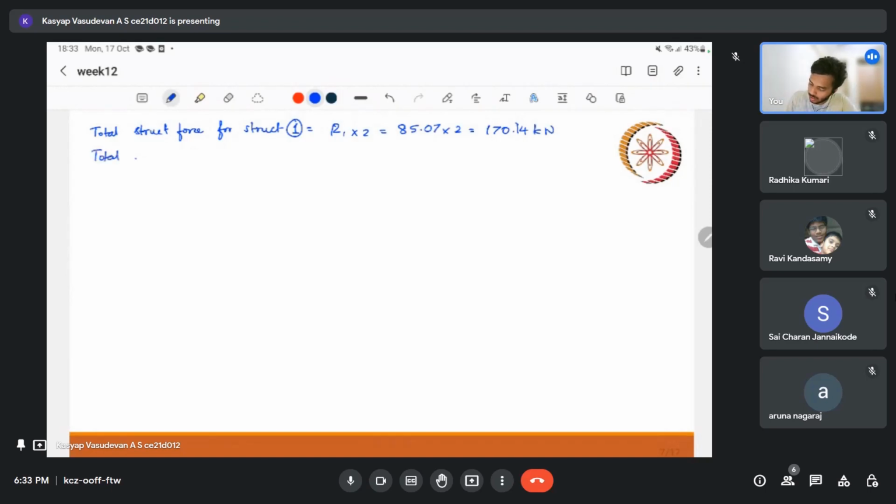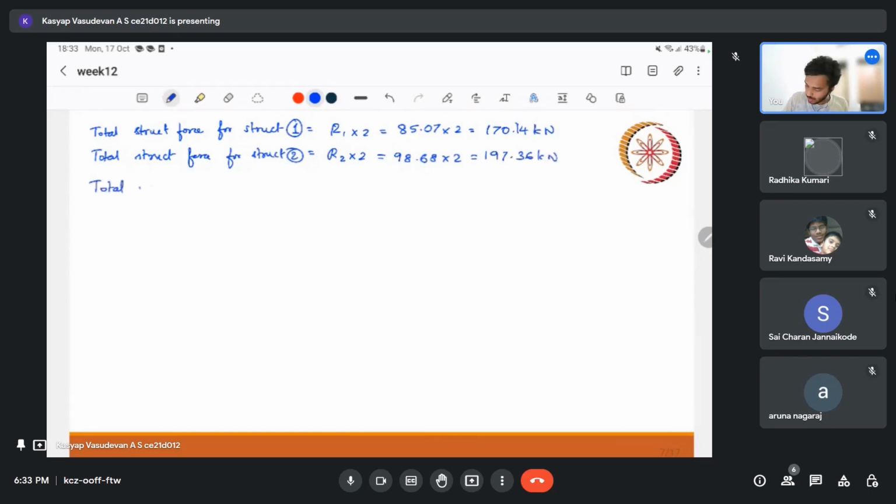Similarly, the total strut force for strut 2 is equal to R2 into 2, because our spacing is dealing with 2 meters in the horizontal direction, in the plane of the paper. So we have to consider both 2 meters, because the pressure is acting on those 2 meters. Our single strut has to resist the 2 meter width of the slice, so we have to multiply by 2. R2 is 98.68, and 98.68 into 2 is 197.36 kilonewton.